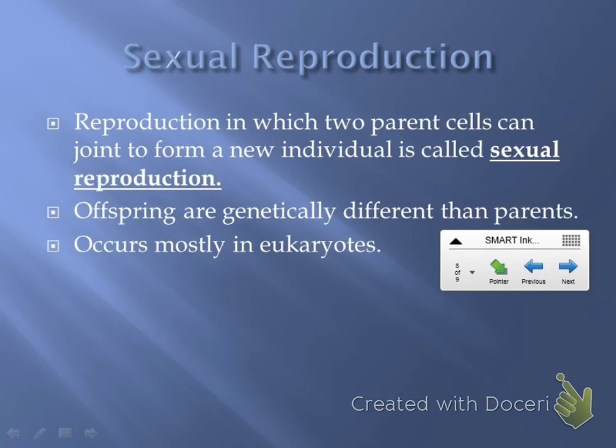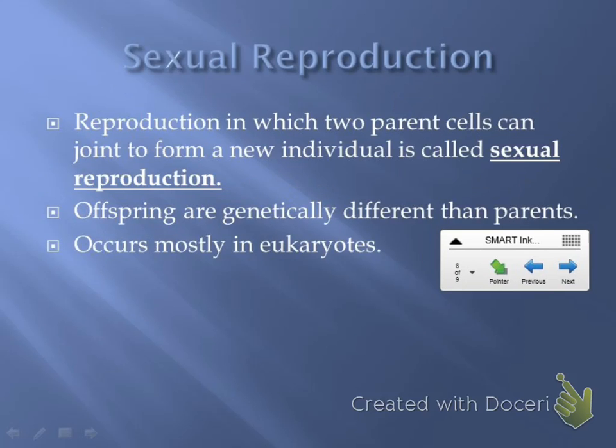Okay, now let's go to sexual reproduction. Sexual reproduction is when two parent cells are joined to form a new individual. Offspring are genetically different than parents, and it occurs in most eukaryotes. Sexual reproduction is not just sex. It doesn't have to require intercourse in all organisms. It is any time there is a male and female gamete involved, even if they don't come in contact.